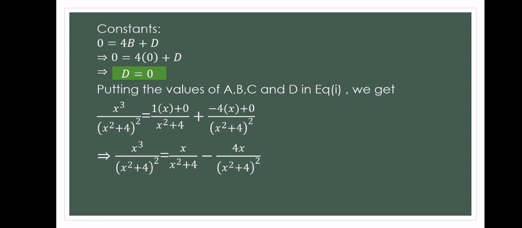The last and very important step is to put the values of a, b, c and d in equation number 1. After putting the values in equation number 1 we get x cube whole divided by (x square plus 4) whole square is equal to x by (x square plus 4) minus 4x by (x square plus 4) whole square.